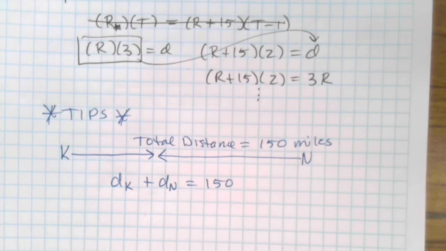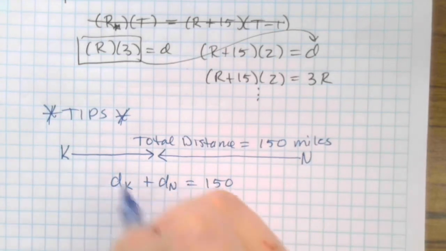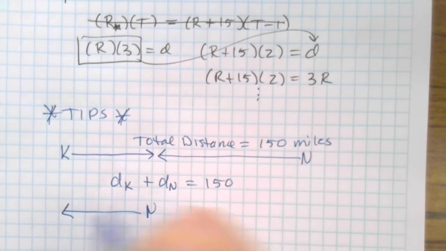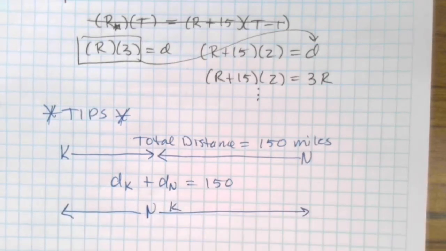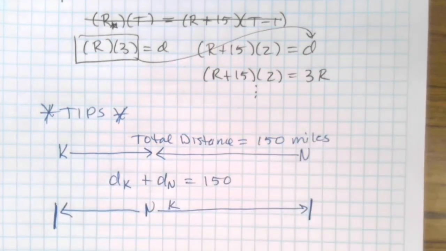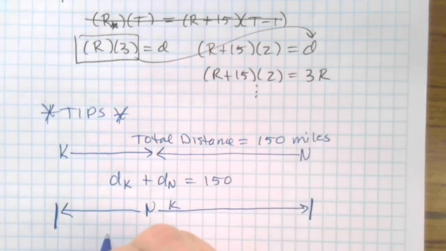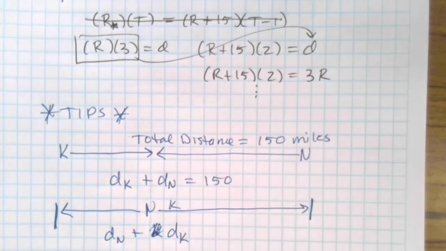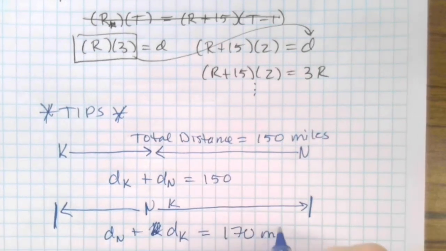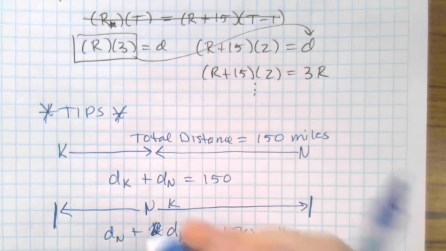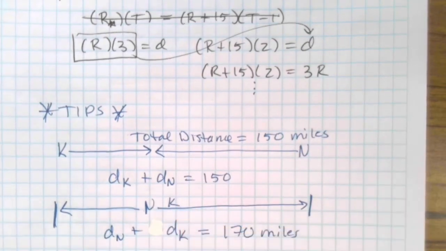This works the same way if they're going away from each other. So if Nadiba goes one direction, Kali goes another, and then they stop, you can still say that Nadiba's distance plus Kali's distance, D sub K, add up to some total, let's say 170 miles. And again, the purpose is to give you something to replace one of them with in the actual chart.